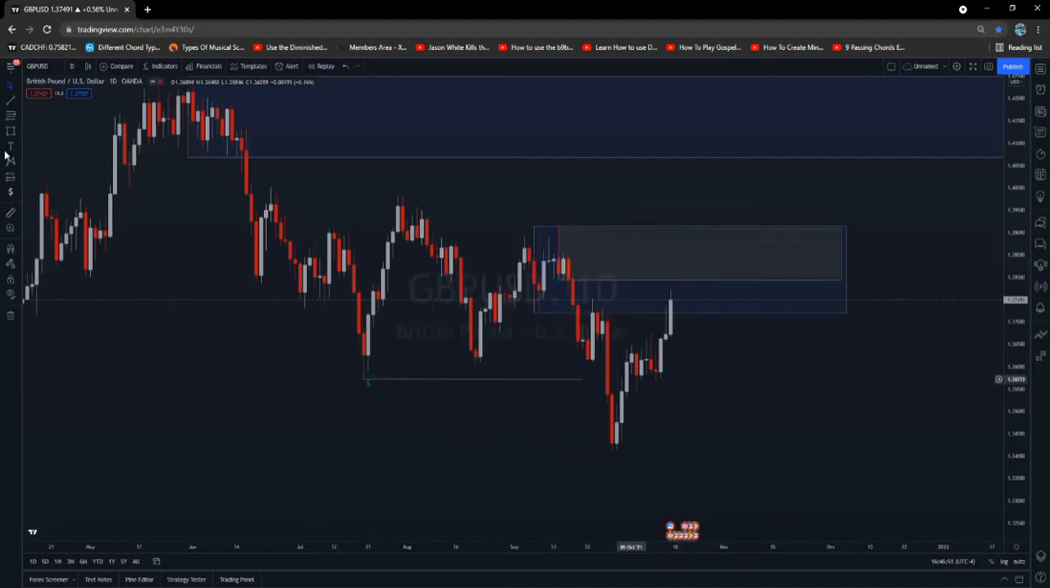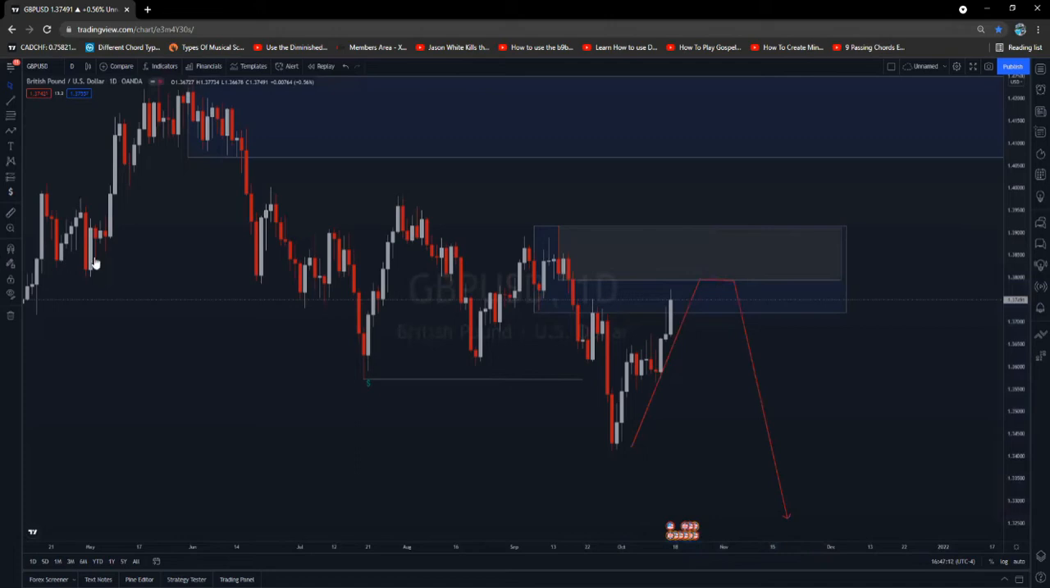So yeah, this is what I'm expecting to see on GBPUSD. You got this break of structure. Now the market is making its way to this area over here. This is where we're going to place our sell limit.